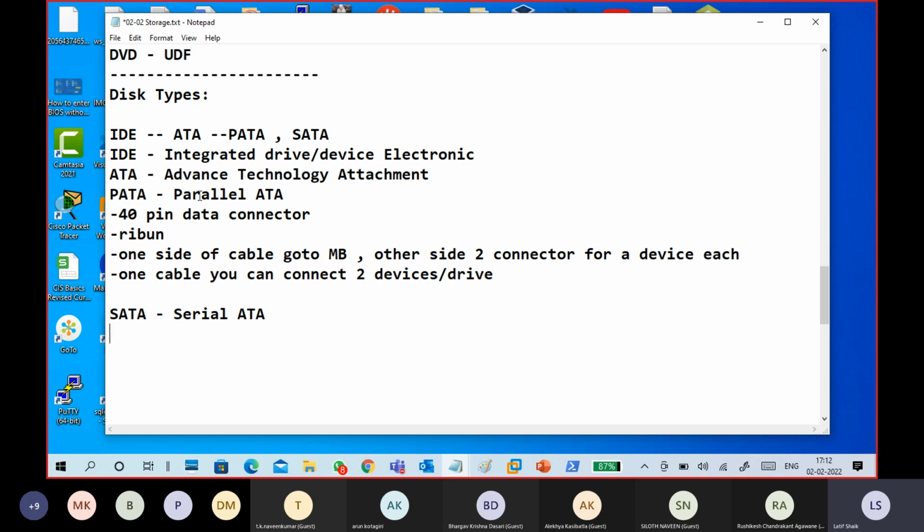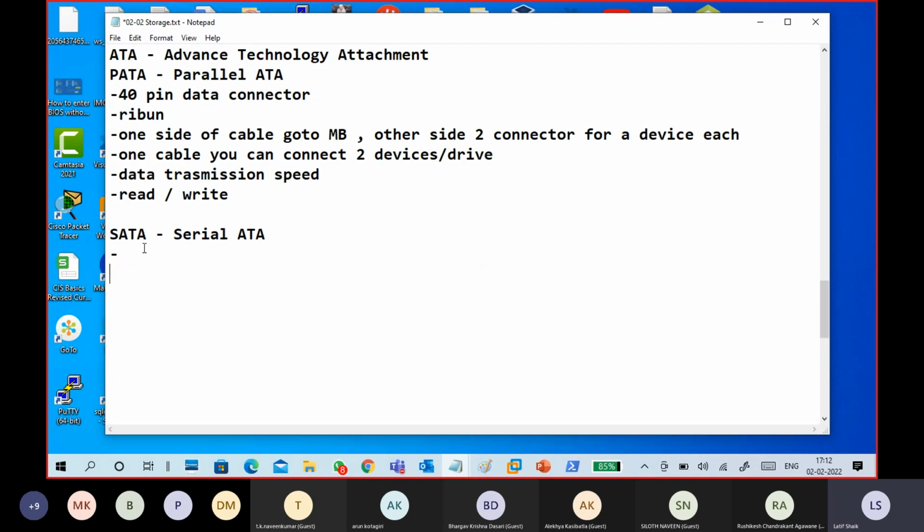Coming to SATA. Of course, for PATA, one more thing we have to note is the data transmission speed, or we can say read and write speed. Compulsory, guys, find out the read and write speed of the PATA connection. Even for SATA it is like that.